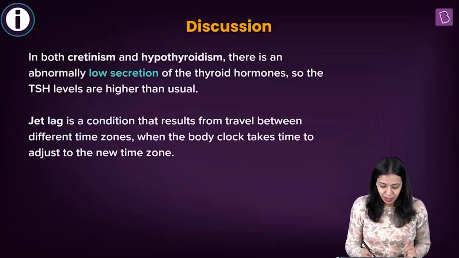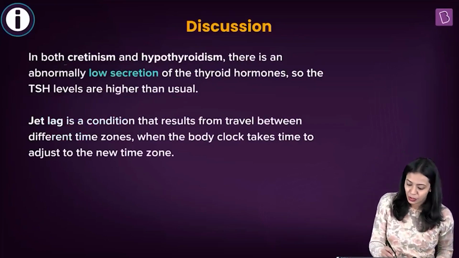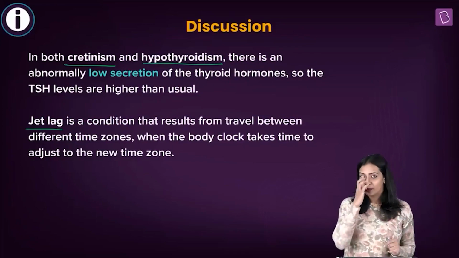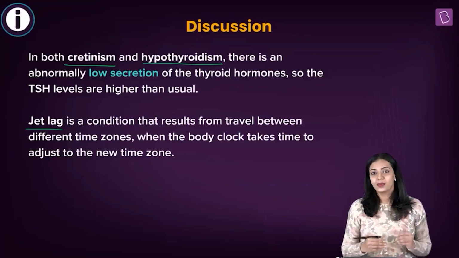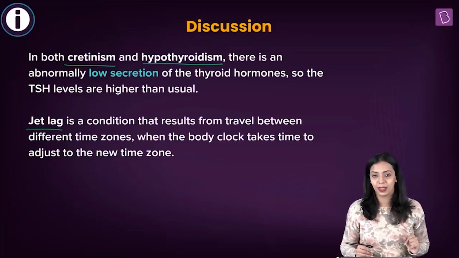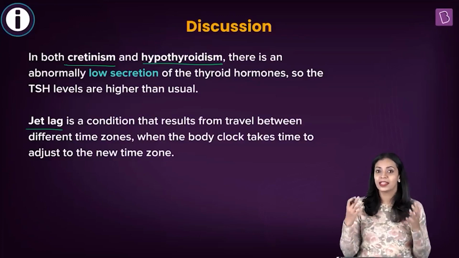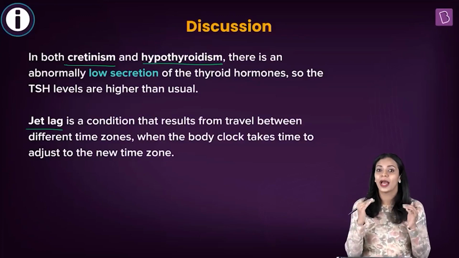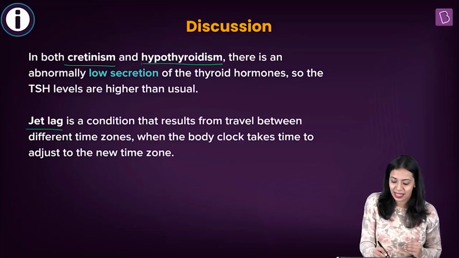Okay? So in the options, there was a mention of cretinism, hypothyroidism, and jet lag as well. Let me tell you about cretinism. Cretinism is a consequence of hypothyroidism in a pregnant female. So whenever a female is pregnant and she is suffering from hypothyroidism, hypo means less, okay?